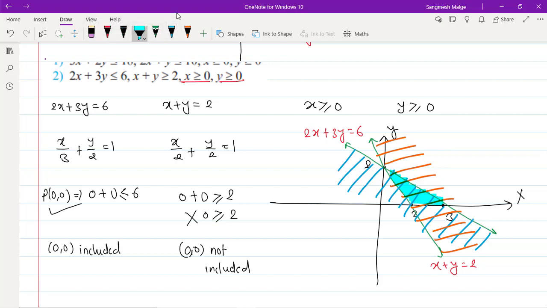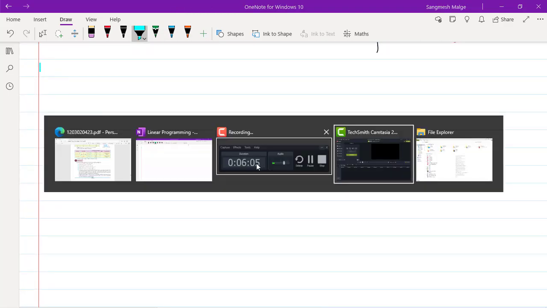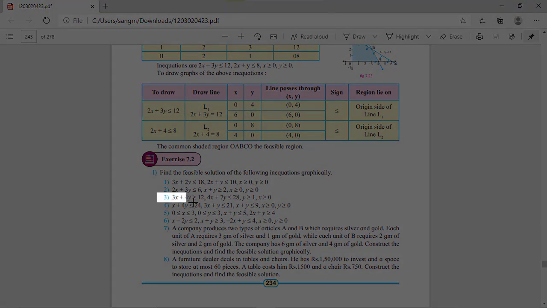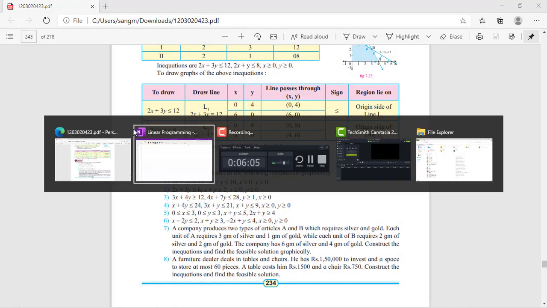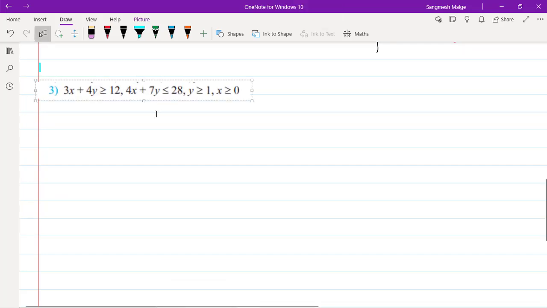Now let's see the next question. The question number 3. It says that 3x plus 4y is greater than or equal to 12. Let's zoom in again. Perfect.